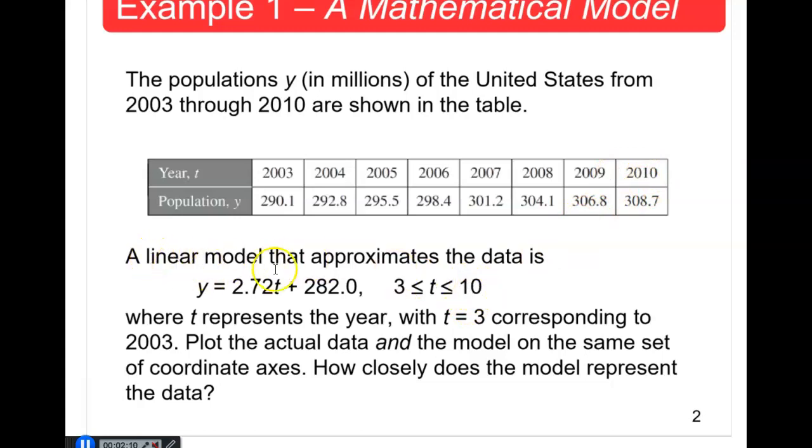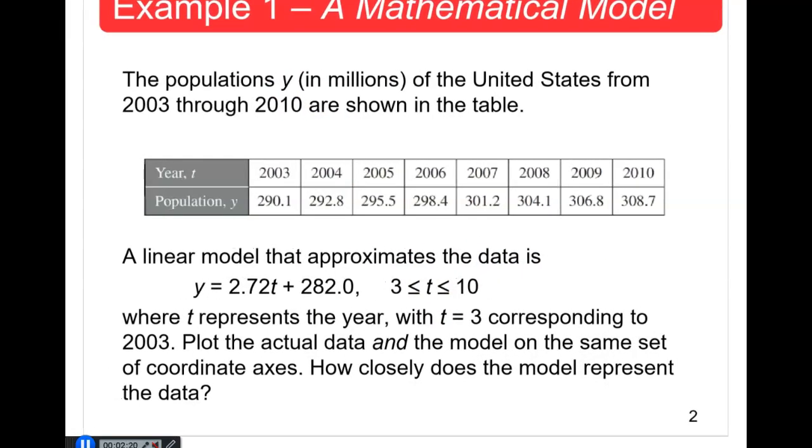And you could see here how the linear model, which is the equation given here, could be considered from negative infinity to positive infinity, but for this specific one, they are restricting the domain from 3 to 10. It says t is greater than or equal to 3, and t is less than or equal to 10. So we already said t represents the year. t equals 3 is the year 2003. So just like that, 2005 will be represented with t equals 5.